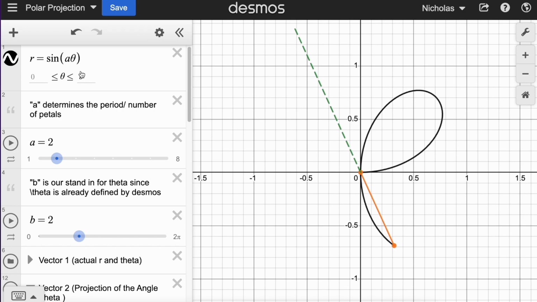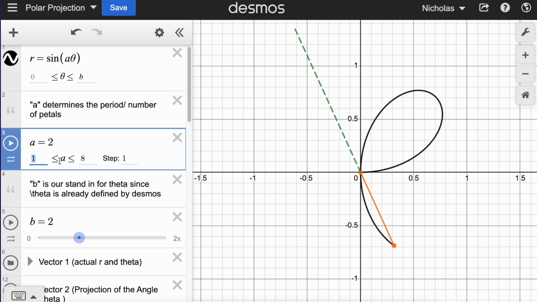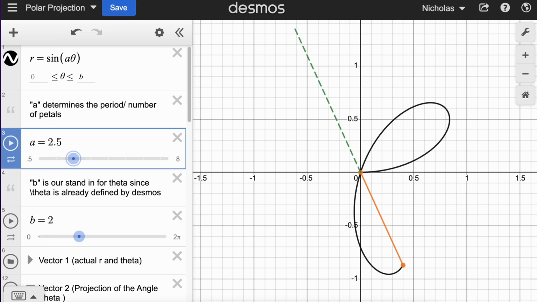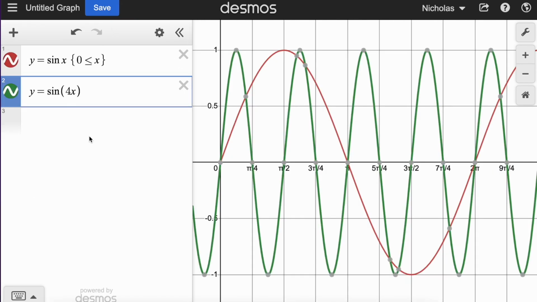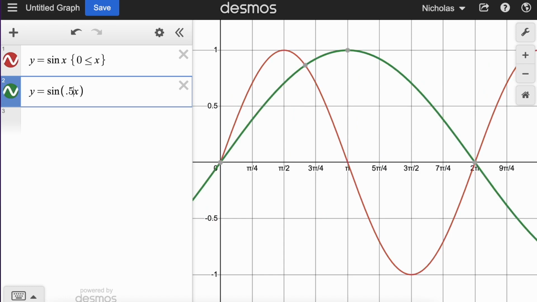Other cases to consider. So what if we have like a fractional value in for A? Let's do a nice simple one like 0.5. So let's go down to A equals 0.5, and we'll scroll this back. A equals 0.5. Now if we compare this, let's see where we have 0.5.